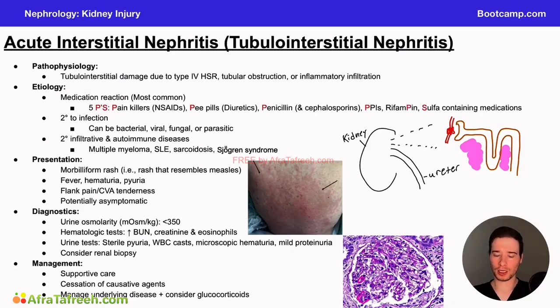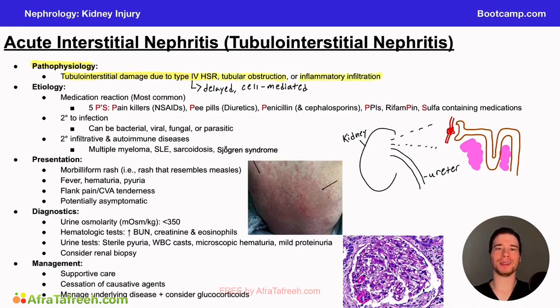So with that in mind, we're going to start talking about our pathophysiology here. The first thing I want you to keep in mind is that tubulointerstitial damage is typically a type 4 hypersensitivity reaction. And do you recall what a type 4 hypersensitivity reaction is? That's right. It's a type of delayed or cell-mediated reaction that typically involves T cells. This is typically broken up into two key steps, a sensitization phase followed by a response phase that occurs after repeated exposure to something. This is very commonly seen in drugs and medications, and this is why we see it so much in acute interstitial nephritis. Now, this can also be associated with tubular obstruction, or a blockage in the tubules, or inflammatory infiltration.